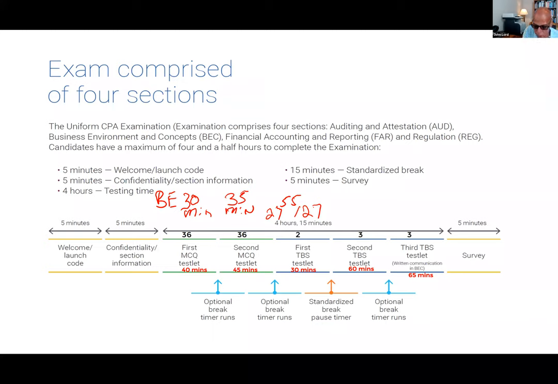And so what I'm suggesting for your third task-based simulation, which is written communication, is 45 minutes. That's 15 minutes per written communication because you have three of them.